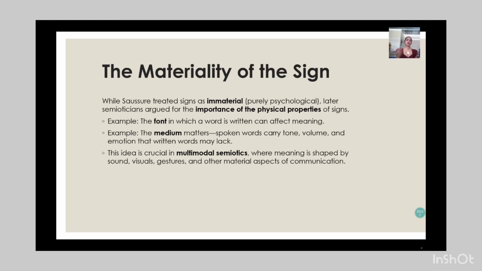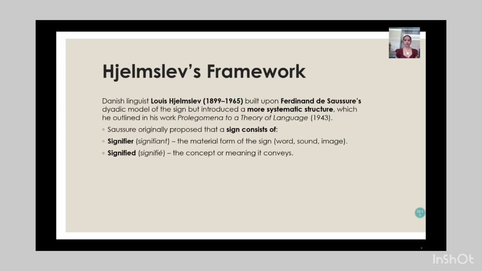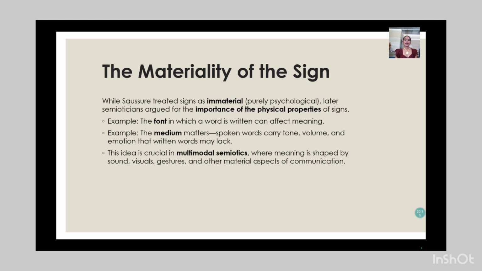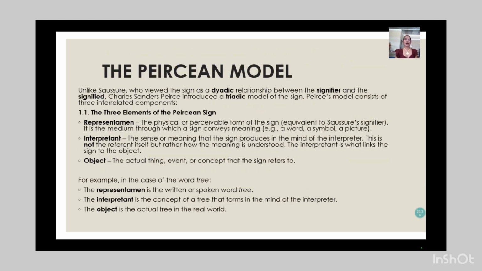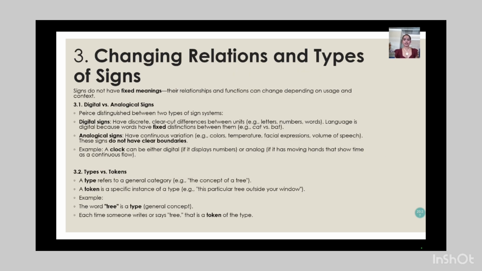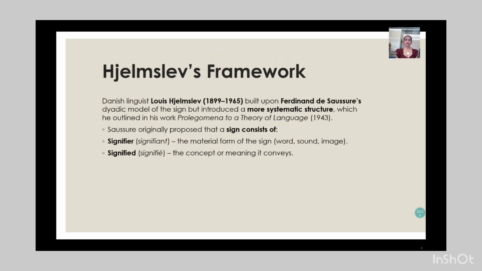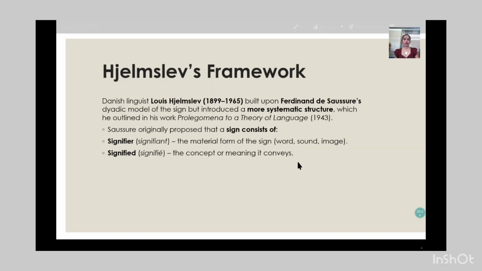So this idea is crucial to multimodal semiotics, where meaning is shaped by sounds, visuals, gestures, and other material aspects of communication. So that is the Peircean model. And let's continue to the third one. Okay, let's continue. The last one, Hjelmslev's framework.